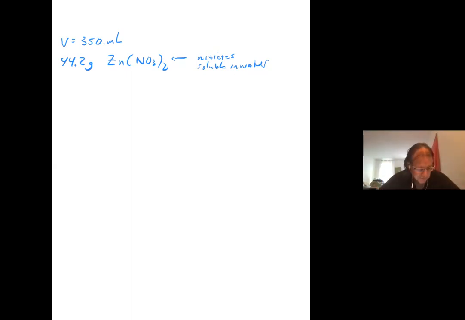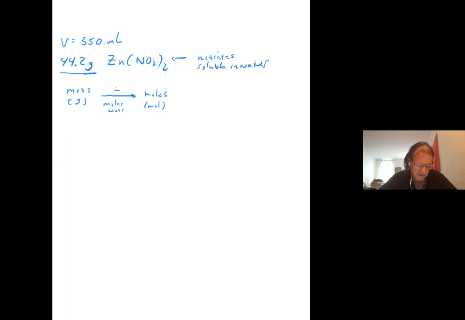So let's go through. Again, this is in grams. We want it to be in moles. So you're going to take your mass, which is in grams. You're going to divide it by the molar mass, and that's going to give you the moles.